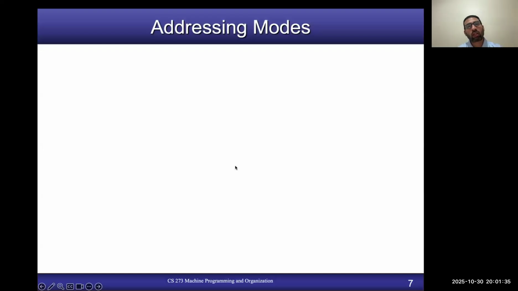Okay. So the correct answer is that an addressing mode specifies the way of accessing an operand. It does not specify the number of operands in an instruction. That is not the job of the addressing mode. The addressing mode specifies the way of accessing an operand, how the operand will be accessed, right?